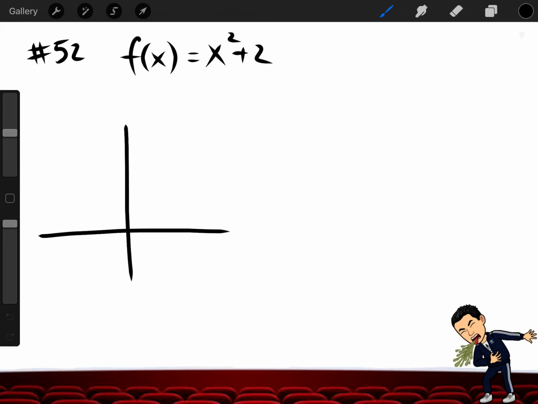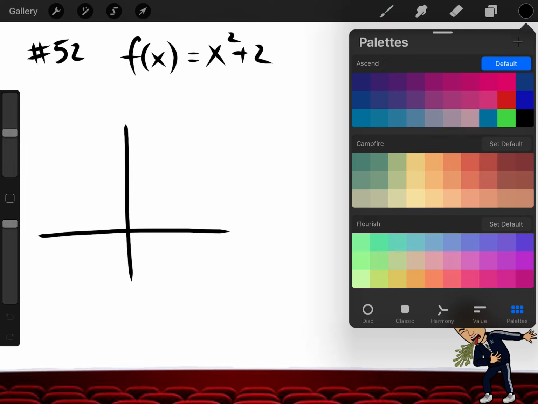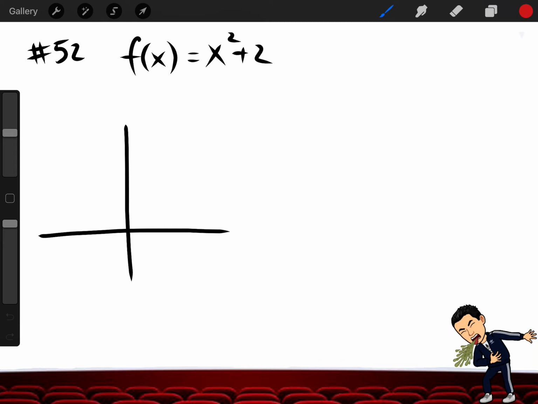All right, let's look at number 52. They give you x squared plus 2. So let's just graph this out. Go up 1, 2, x squared. That's going to give you a parabola. For honors pre-calculus, you're going to have to determine the domain, and also the range. It doesn't say in the textbook, but I want you guys to determine the range as well.